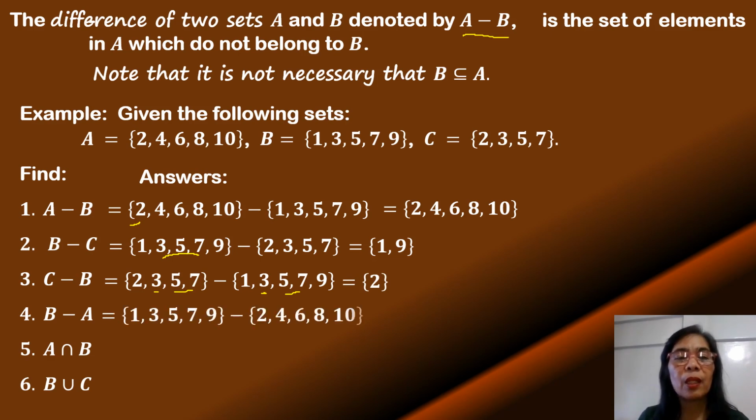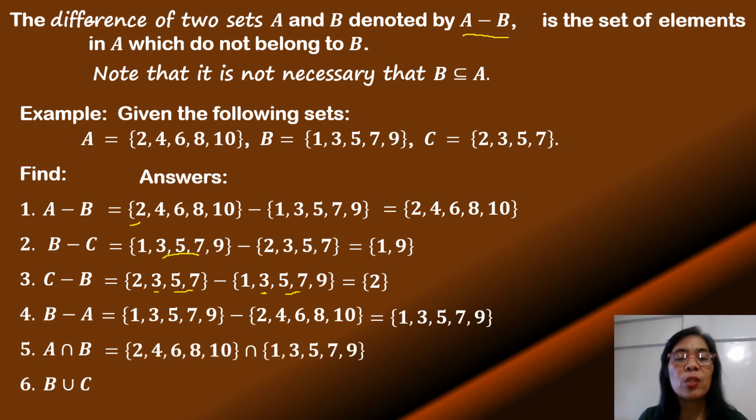B minus A. We have here B has elements 1, 3, 5, 7, and 9. A has elements 2, 4, 6, 8, and 10. So as we look at these sets, 1, 3, 5, 7, none of these is found in the second set. And so therefore, B minus A will still be equal to B. A intersection B. A has elements 2, 4, 6, 8, 10. B has elements 1, 3, 5, 7, 9. And so since there is no common element in the two sets, their intersection is an empty set.